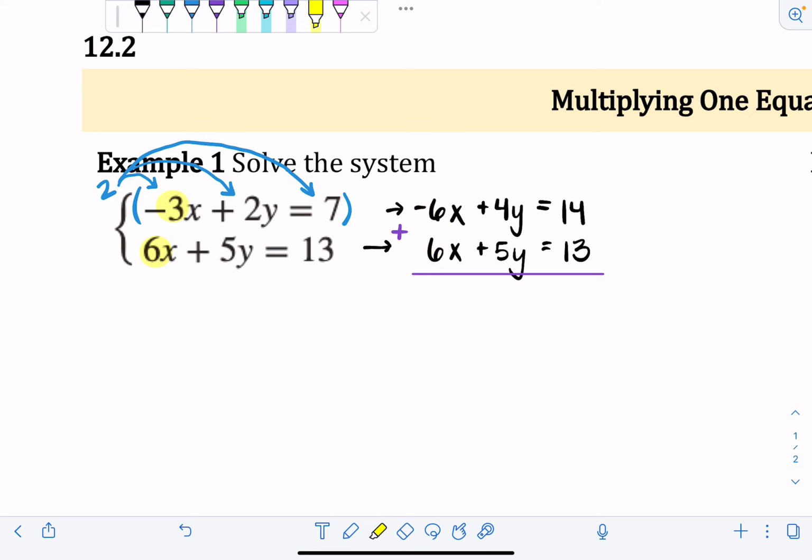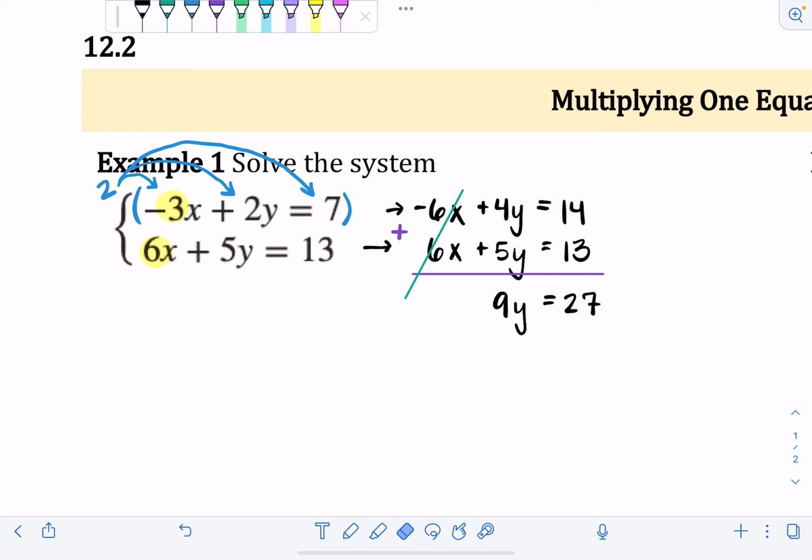Okay, so left to right, -6x plus 6x is 0. I don't need to write the 0 because there's some other stuff on this side of the equal sign, so I'm just going to cross it off. And then 4y plus 5y would be 9y, from 4 plus 5, and the y part stays the same. And then I would bring down my equal sign, and then 14 plus 13 is 27.